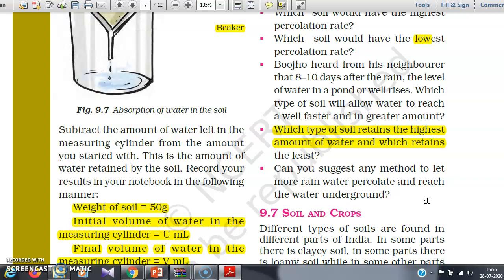And clay soil has finer particles, so water retention capacity is highest. It does not let the water percolate faster. So we are able to make toys and different types of things with clay soil. Depending upon their properties, different types of crops are grown in different kinds of soil. That we are going to discuss in our next class. Till then, thank you.